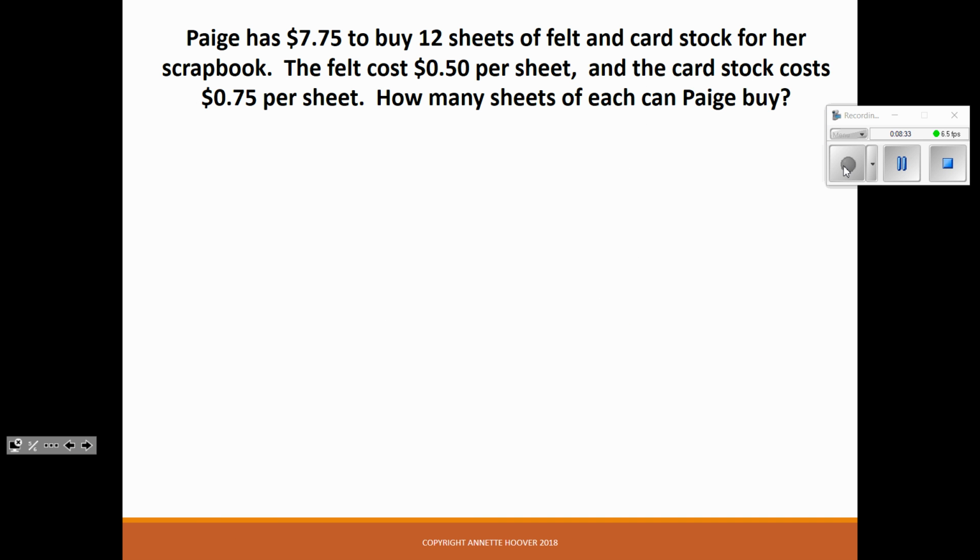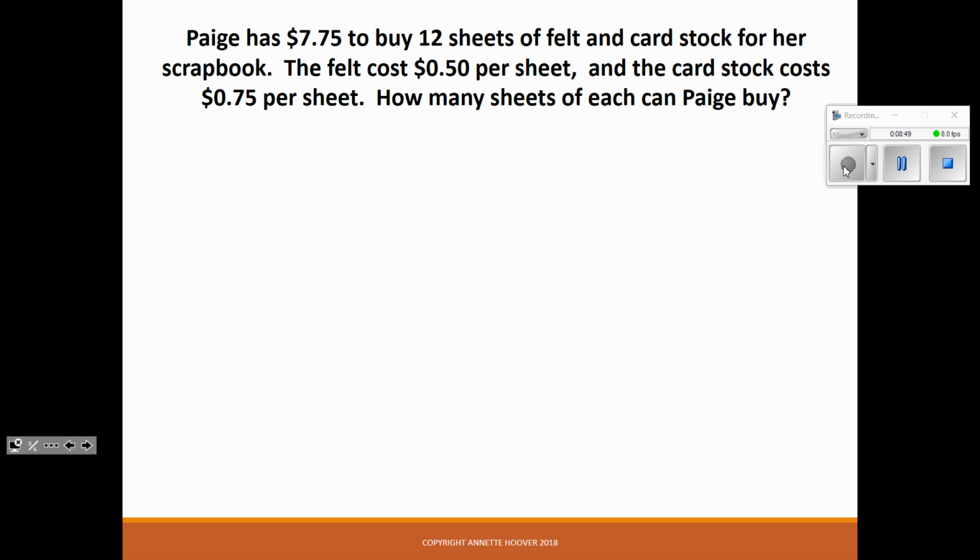Paige has $7.75 to buy 12 sheets of felt and cardstock for her scrapbook. The felt costs 50 cents per page, and the cardstock costs 75 cents per page. How many sheets can she buy?